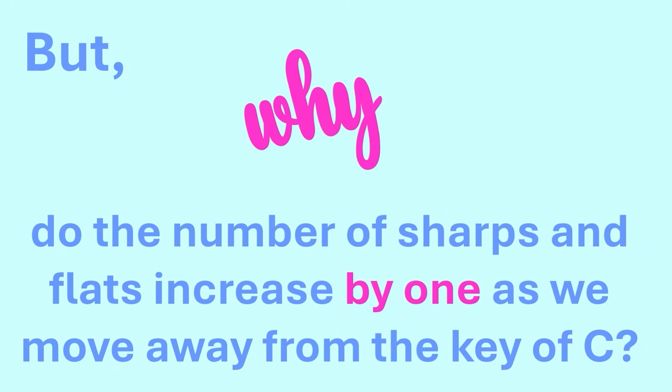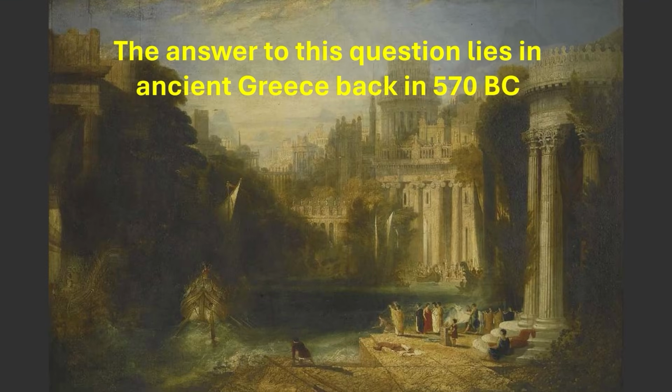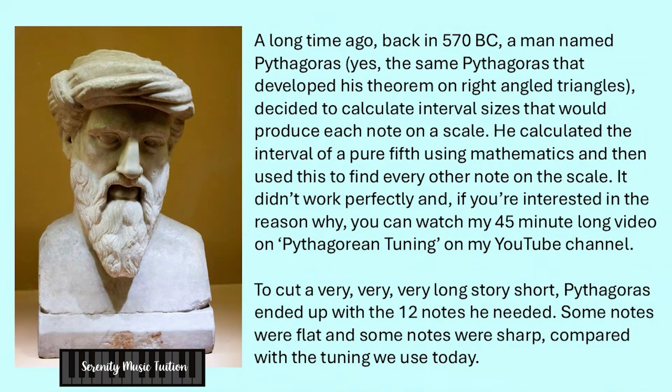But why do the number of sharps and flats increase by 1 as we move away from the key of C? The answer to this question lies in ancient Greece back in 570 BC. A long time ago, a man named Pythagoras, yes, the same Pythagoras that developed his theorem on right-angled triangles, decided to calculate interval sizes that would produce each note on a scale.